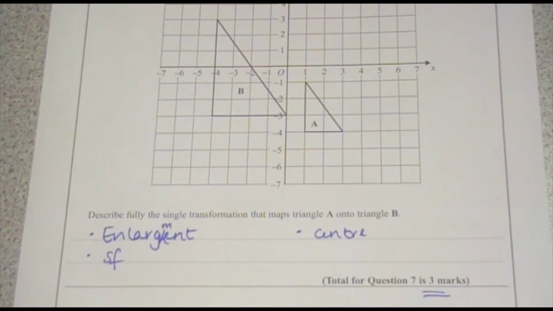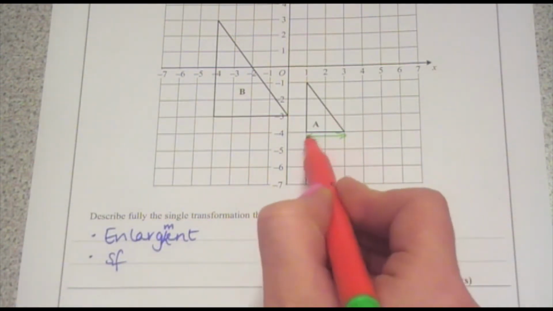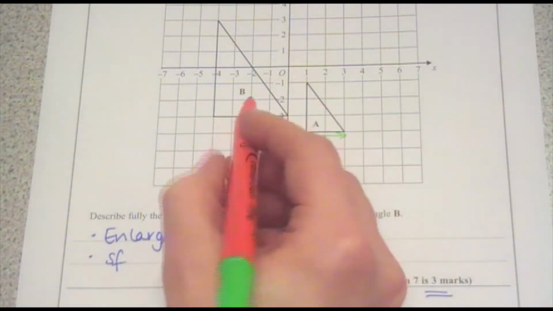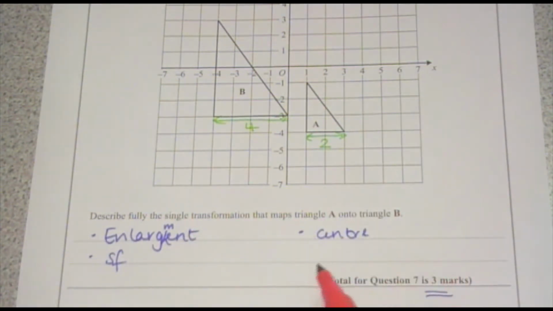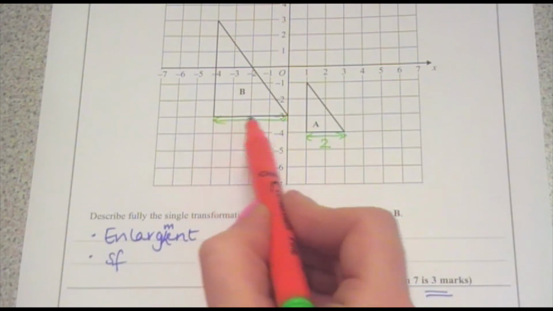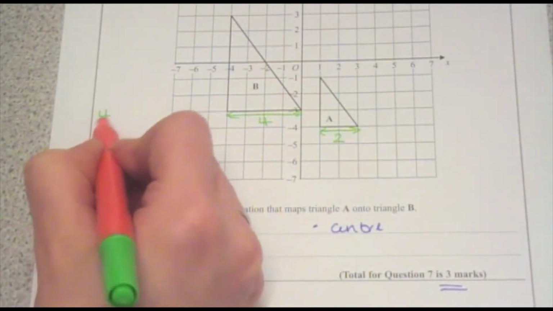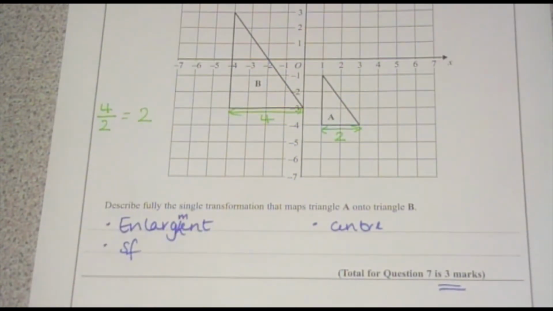Now the scale factor, we need to actually look at the shape, pick one of the sides. I'm going to pick the base. The base has a width of 2 units. My enlarged triangle has a width of 4 units. To find out what my scale factor is, I need to use the width of the new triangle and divide it by the width of the original triangle. So if I do 4 divided by 2, I get 2, and that tells me that my scale factor is 2.